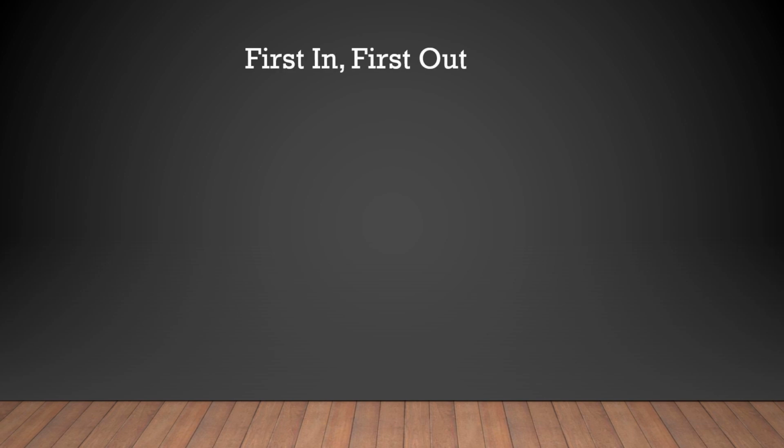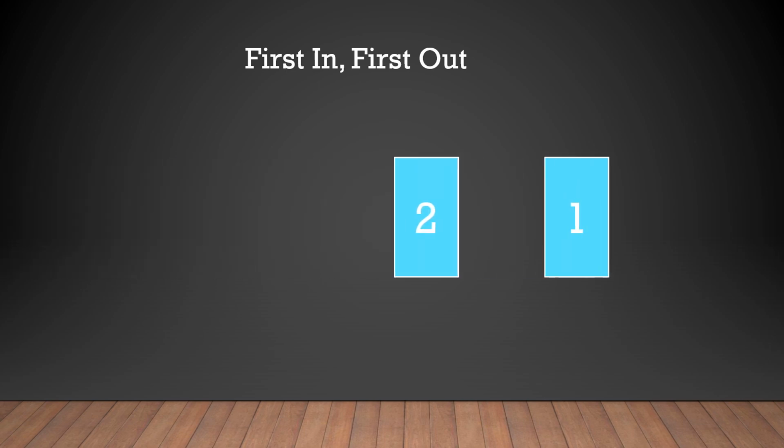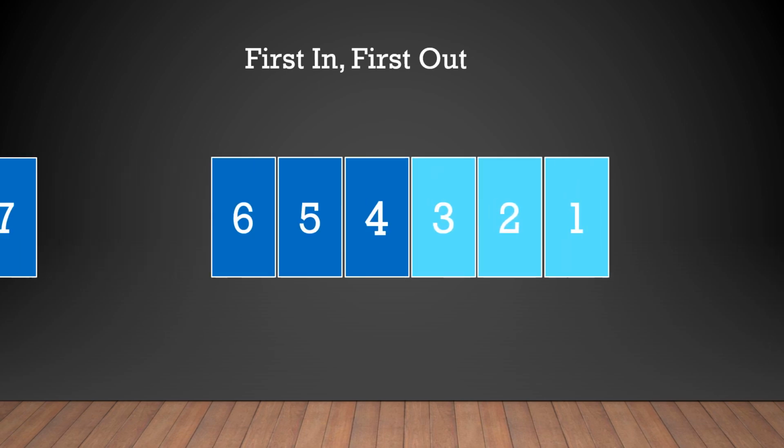Let's start with FIFO. Remember, first in, first out means that the first inventory purchased is deemed to be the first inventory sold with each transaction. The following animation is a good representation of how FIFO works.